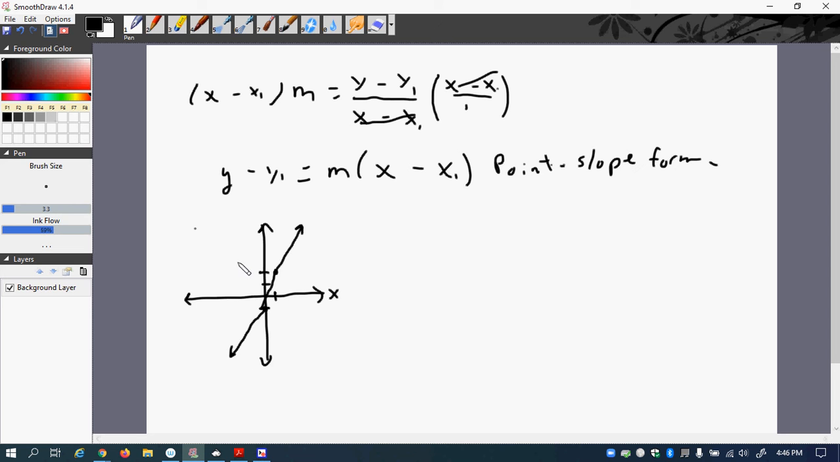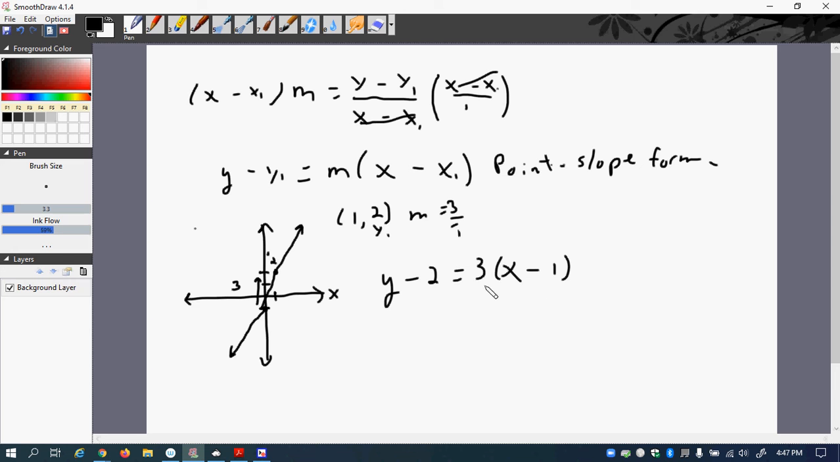Now we could literally count the points. So we know that we have 1, 2, 3 over 1. So it's going up 3, to the right 1. That means we have a point at 1, 2, and we have a slope of 3 over 1. So now I could use this equation. I can go y minus 2, this is my y1, equal to 3 times x minus 1.